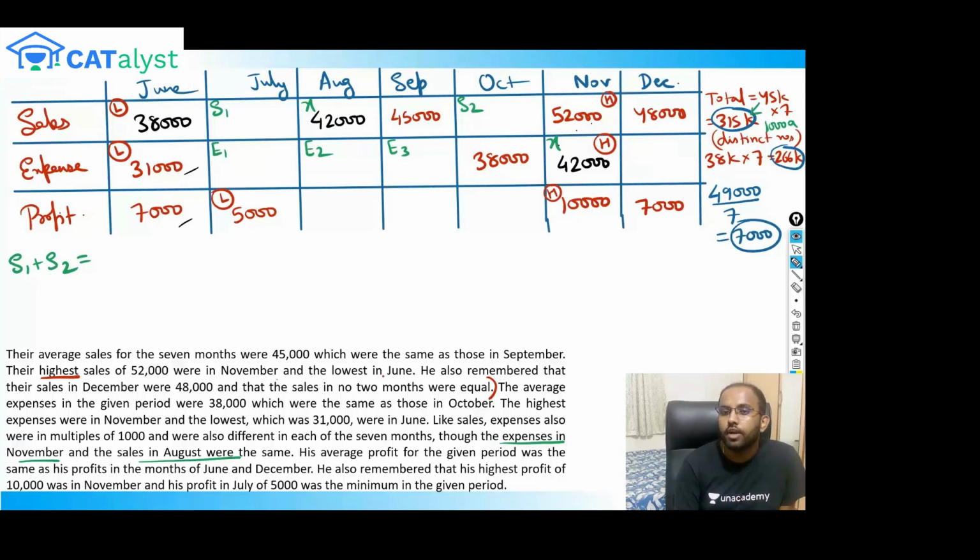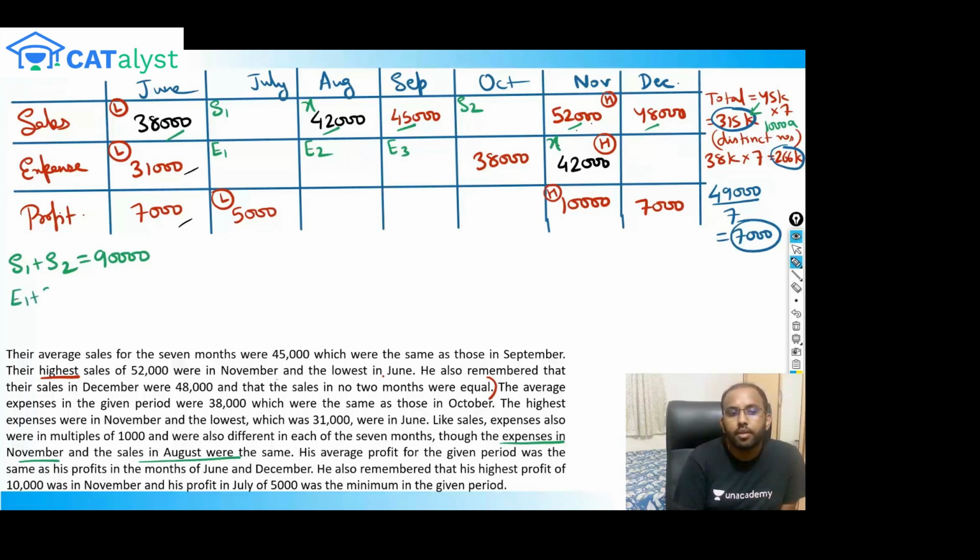Okay. Out of that, how much have we used here? 38 plus 42 is 80, then 125, then 177 and 225. So 315 minus 225, we are left with 90,000. So S1 plus S2 is 90,000. Fine. Now, what is the value of E1 plus E2 plus E3?